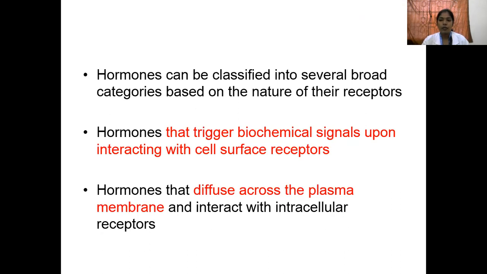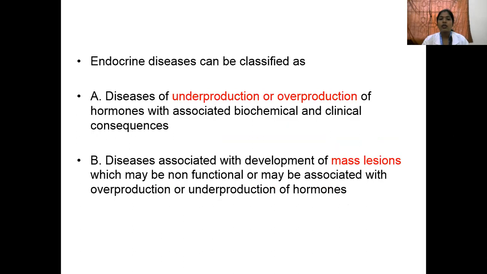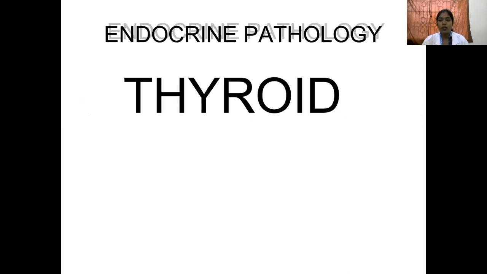So let's have a brief discussion about the endocrine system before moving on to the thyroid gland proper. Hormones can be classified into several broad categories based on the nature of their receptors: hormones that trigger biochemical signals upon interacting with the cell surfaces, and hormones that diffuse across the plasma membrane and interact with intracellular receptors. Endocrine diseases can be classified as diseases of underproduction or overproduction of hormones with associated biochemical and clinical consequences, and diseases associated with development of mass lesions, which may be non-functional or may be associated with overproduction or underproduction of hormones. Now moving on to the endocrine pathology of the thyroid.